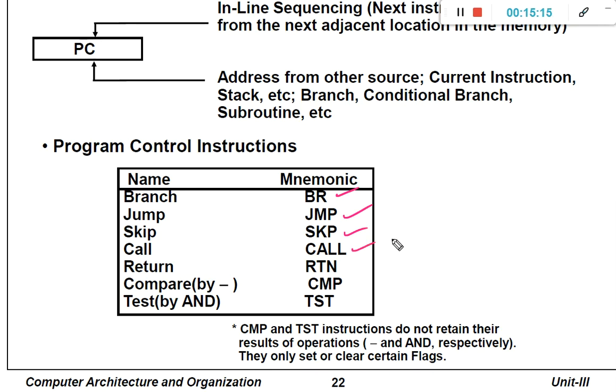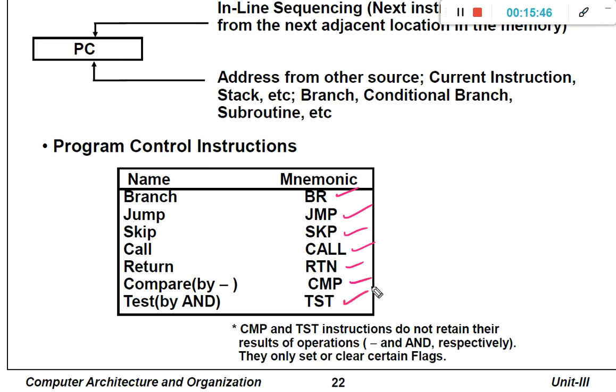Call is going to call a subroutine or subtask. We have seen how a subroutine is implemented in assembly language code and how we are going to manipulate the subroutines. Return is going to return the control from the subroutine or subtask to the main program. Compare is going to compare two values, whether they are equal or not equal. The program in assembly language code to compare two numbers also we have seen in the previous classes.